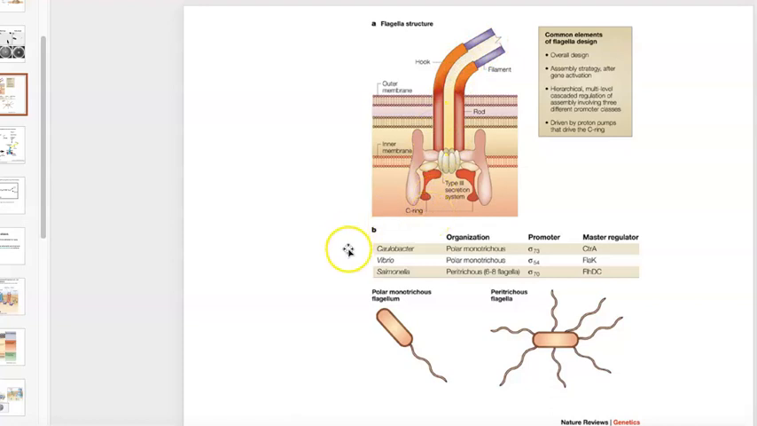The other thing to notice here is just some gene regulation, and I'll talk a bit more about this in a few slides from now.